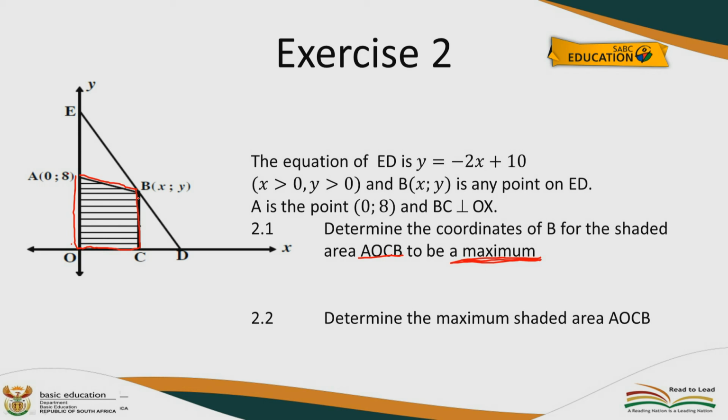Since this is a function of x, it means that we will need to find the value of x where we have a maximum area, and then we take that value of x and substitute it into the expression for the area, and that will give us the maximum area that is going to be shaded.